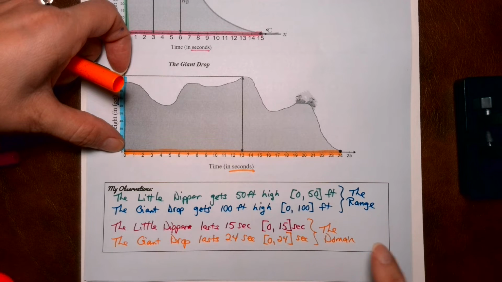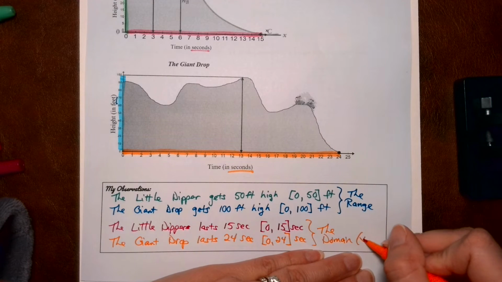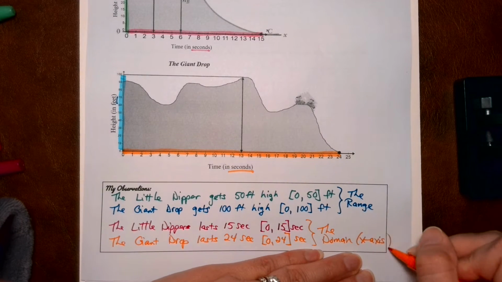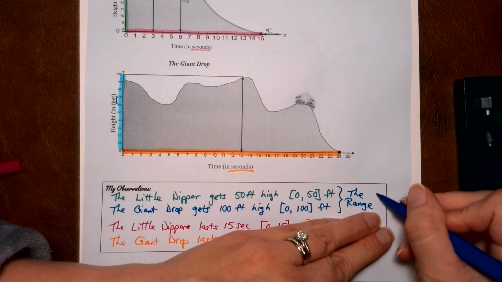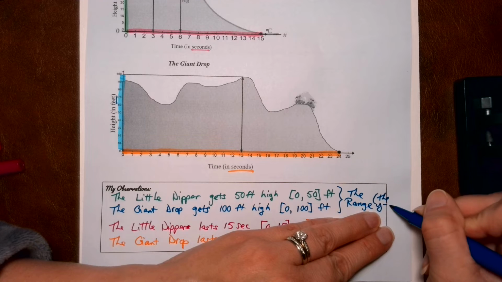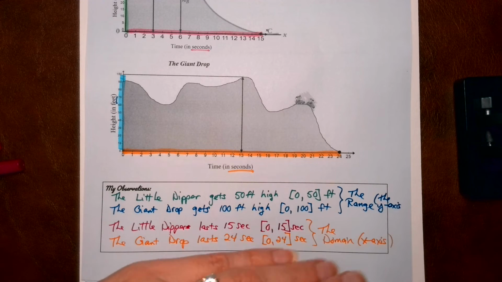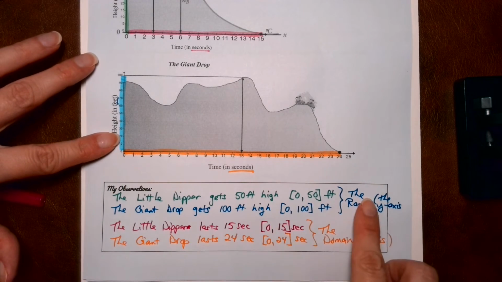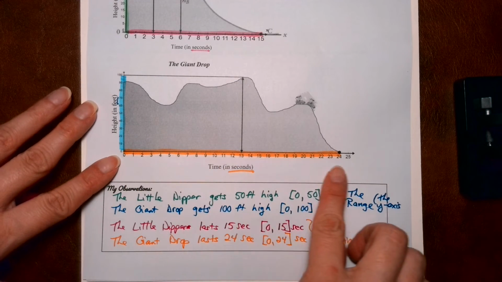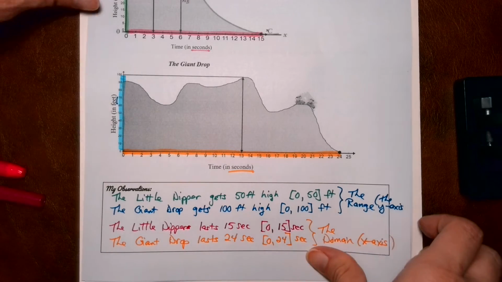The domain looks at the x-axis, and the range looks at the y-axis. You look at the range of values from low to high, or you look at how long it lasts along the x-axis. All right, let's write down some notes.